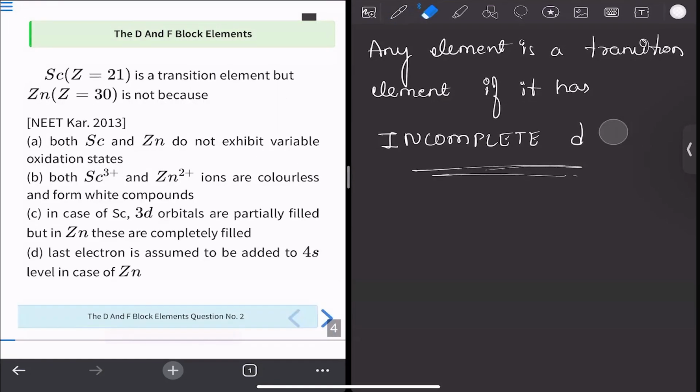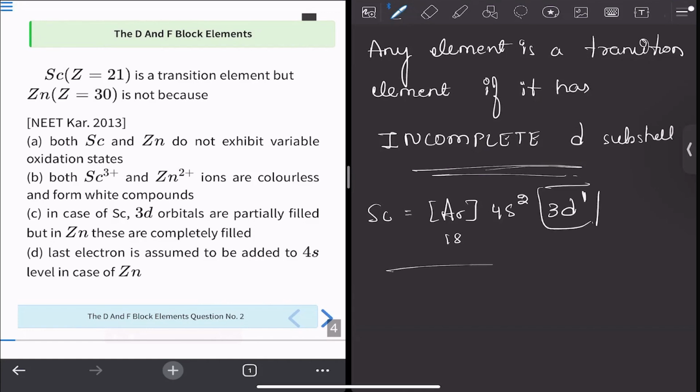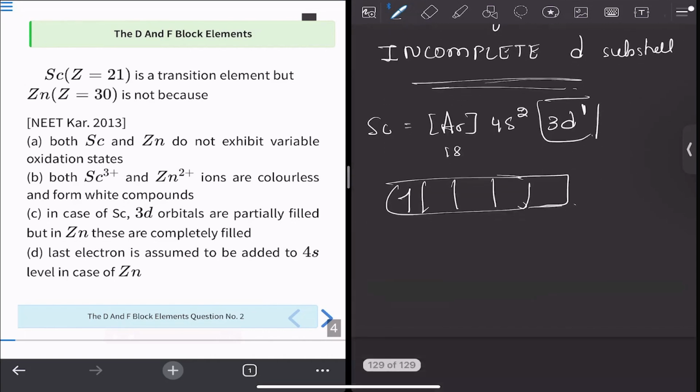D is not a shell, it is a subshell. If you say Sc is equal to argon, 4s2 and 3d1. It is incomplete. In this D, only one electron is there. So this is incomplete.